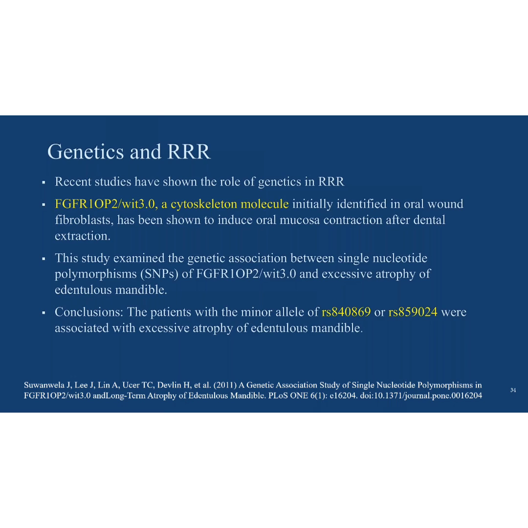With the help of TaqMan-based polymerase chain reaction, they identified the alleles of the cytoskeletal molecule, and it was concluded that patients with the minor allele of RS840869 or RS859024 were associated with excessive atrophy of the edentulous mandible.